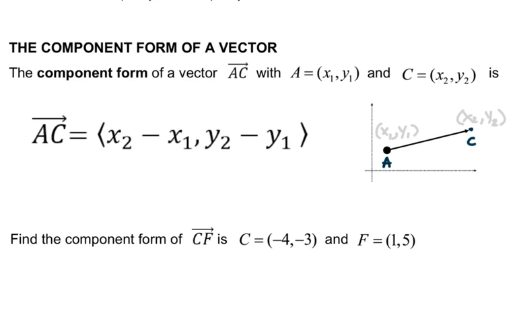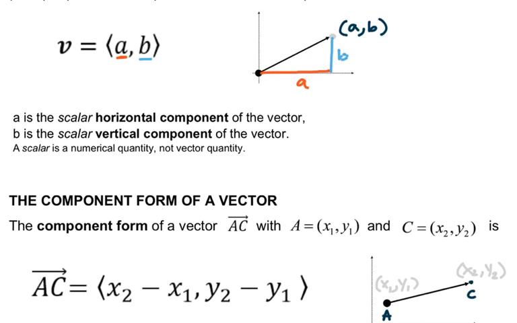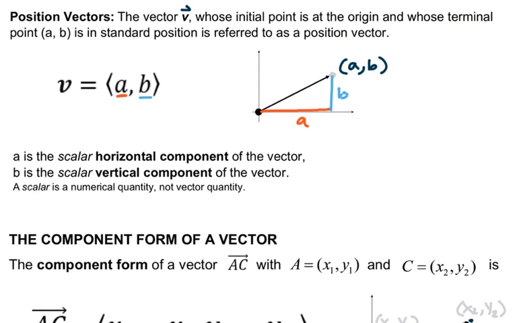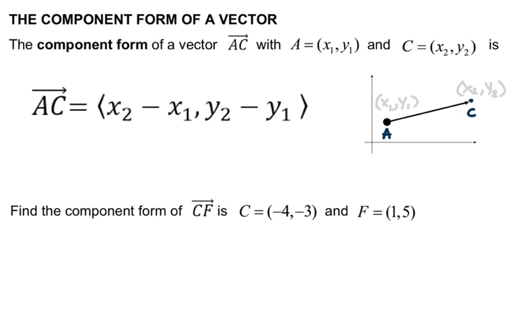The main difference between component form and a position vector is that a position vector is in standard position here. It starts at the origin. Okay, so when we talk about a position vector, that means it starts at an origin, but it's essentially given with these angle brackets in component form. If we know the initial and terminal point of the vector, we can find the component form, and the component form will kind of simplify some of our calculations for us.